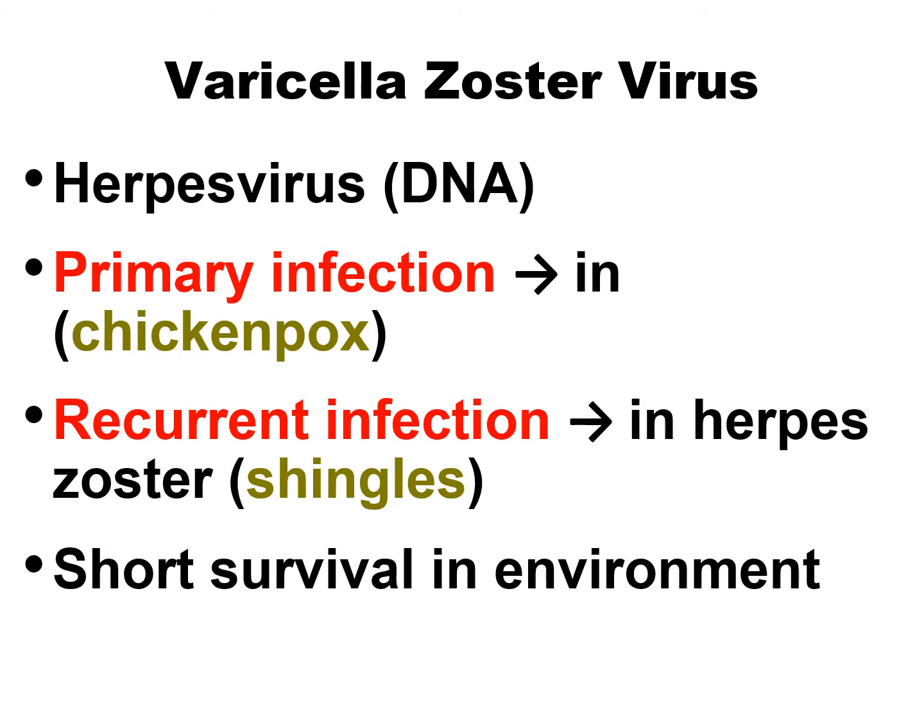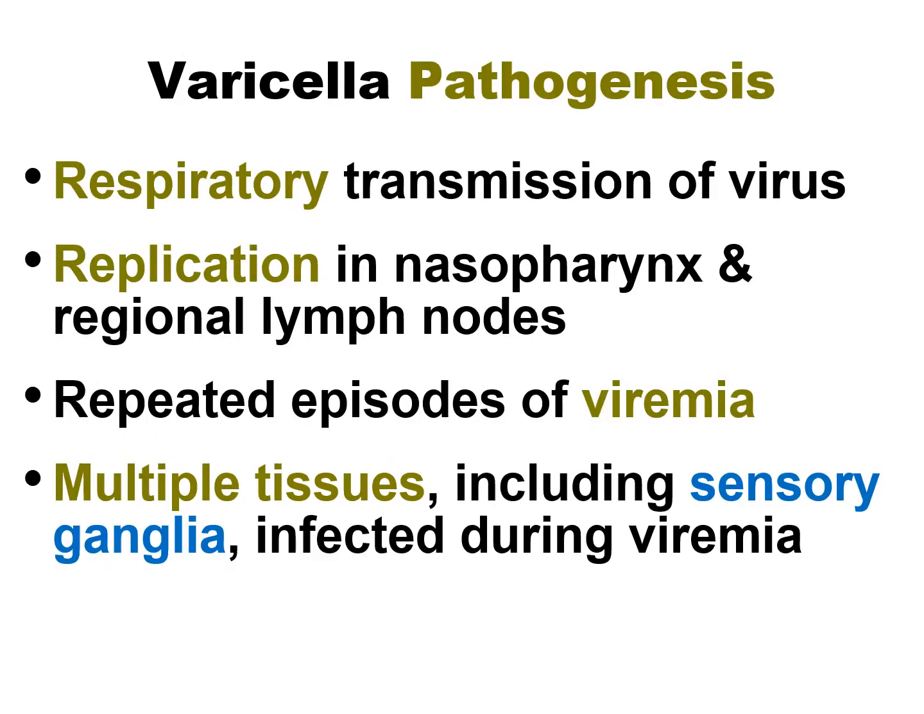Varicella zoster virus. Herpes virus DNA. Primary infection will lead to chickenpox. Recurrent infection will lead to shingles. Short survival in environment. Pathogenesis: respiratory transmission of virus, replication in nasopharynx and regional lymph nodes, repeated episodes of viremia, affecting multiple tissues, including sensory ganglia infected during viremia.